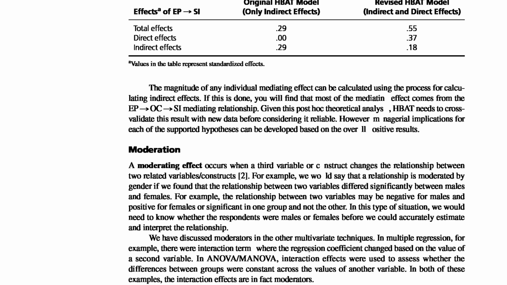The magnitude of any individual mediating effect can be calculated using the rules for calculating indirect effects. If this is done, you will find that most of the mediating effects come from the EP to OC to SI mediating relationship. Given this post-hoc theoretical analysis, HBAT needs to cross-validate this result with new data before considering it reliable. However, managerial implications for each of the supported hypotheses can be developed based on the overall results.